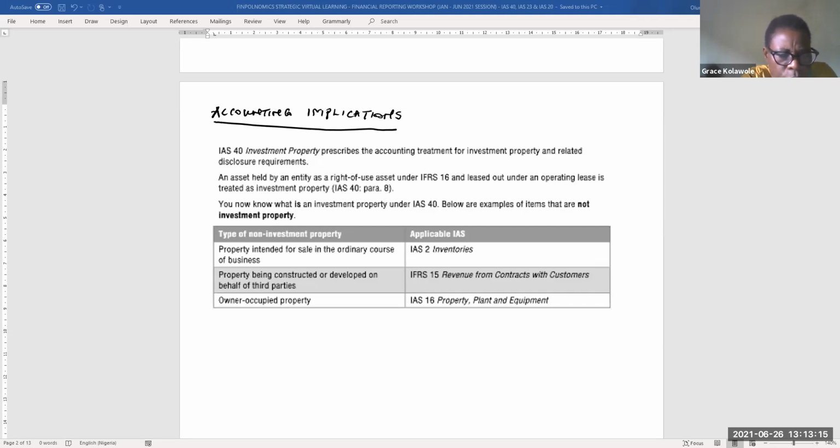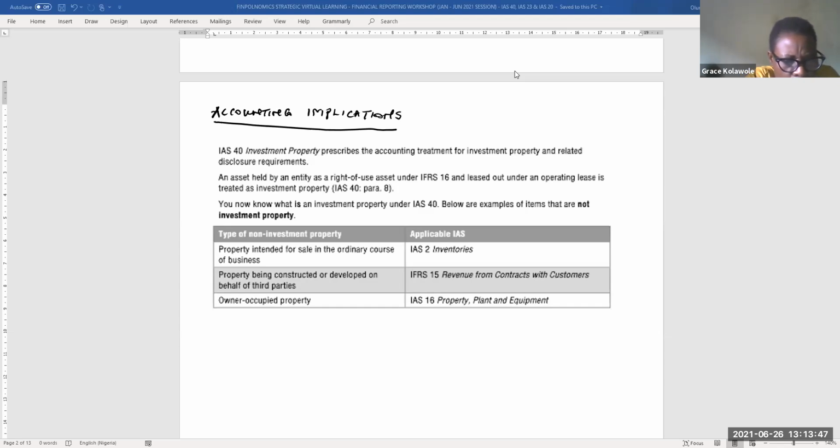You now know what is an investment property under IAS 40. Below are examples of items that are not investment property. Type of non-investment property and applicable IAS. Property intended for sale in the ordinary course of business. The applicable IAS is IAS 2, inventory.